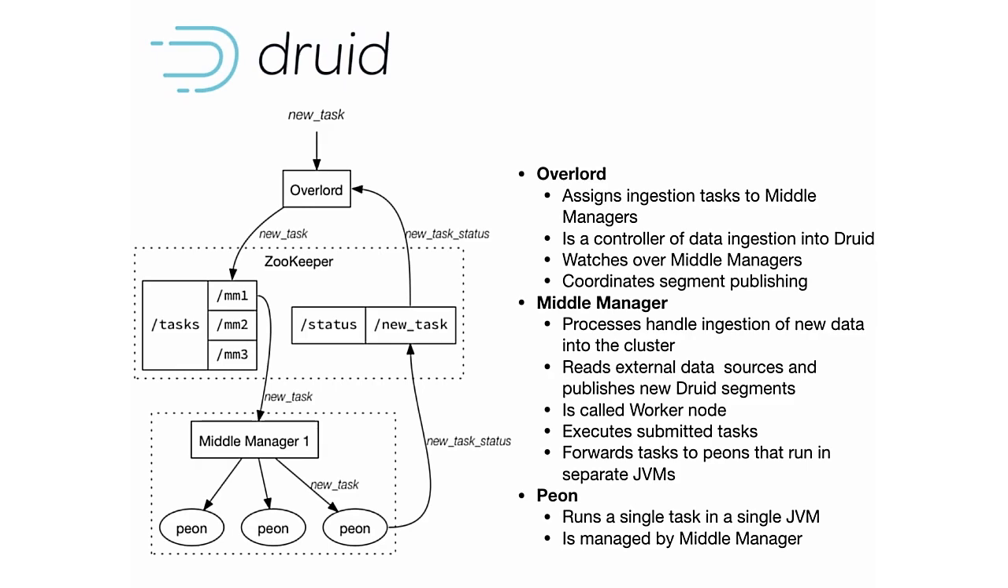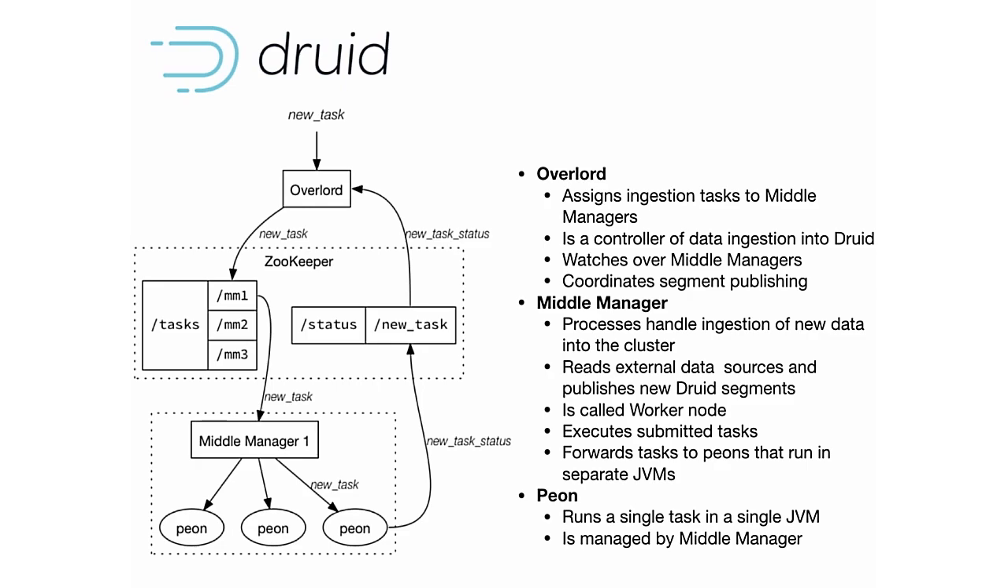In this slide, I want to talk about the terminology of Druid ingestion in a top-down manner. Three kinds of Druid nodes are involved in the ingestion. When a new task is incoming, Overlord assigns the ingestion task to a middle manager. Overlord is a controller of data ingestion into Druid and watches over middle managers. It also coordinates segment publishing.